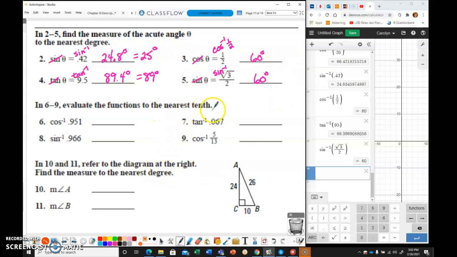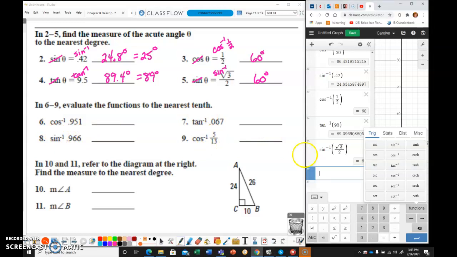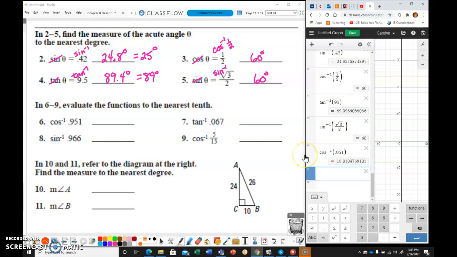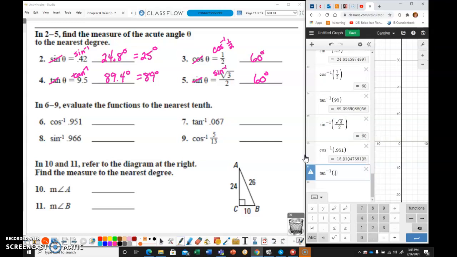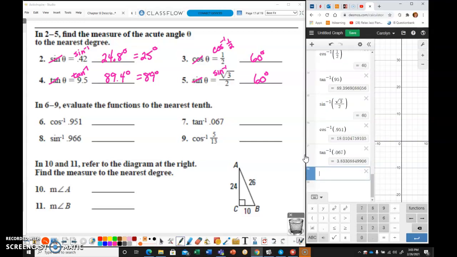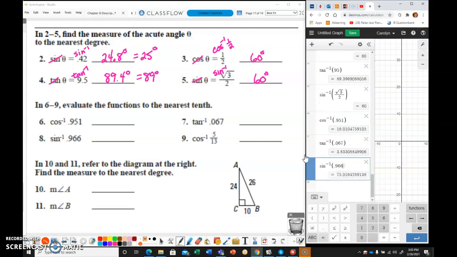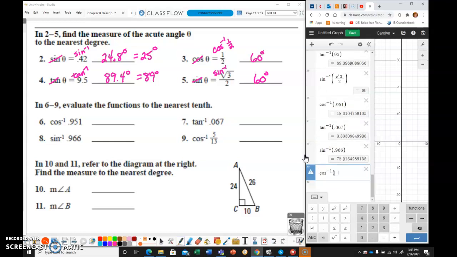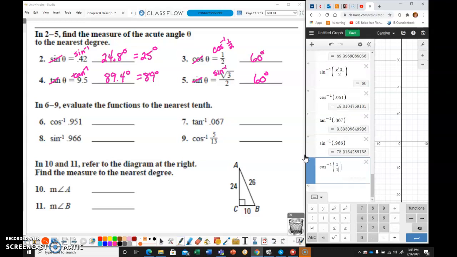This says to the nearest tenth. So this is just, can you type it in your calculator correctly and round it correctly? So the inverse cosine of 0.951, and then the inverse tangent of 6, 7, and then the inverse sine of 0.966, and the inverse cosine of 5/13. I'm just going to type them all at once.